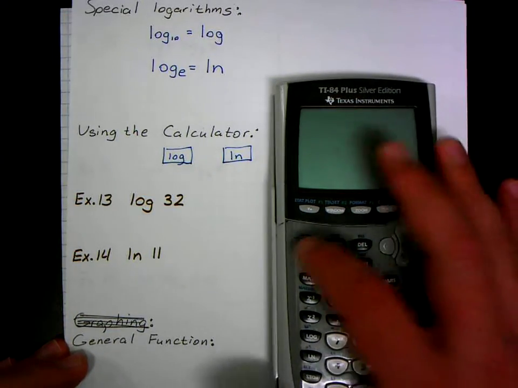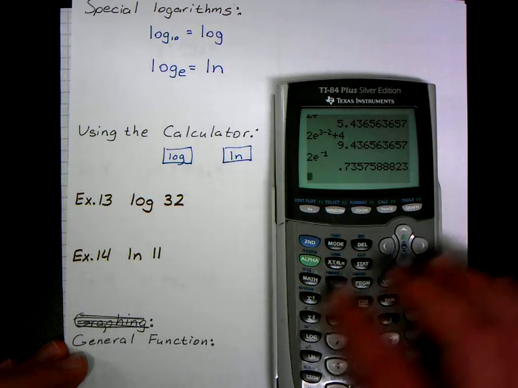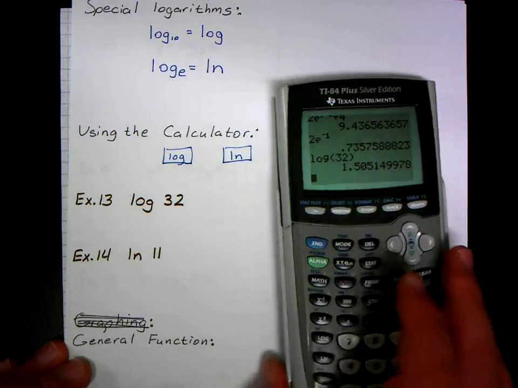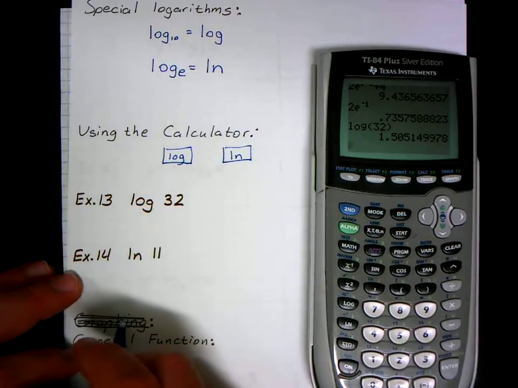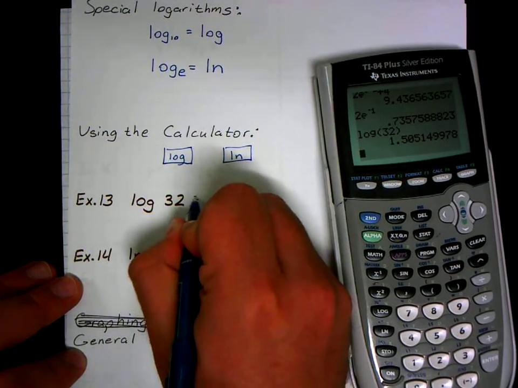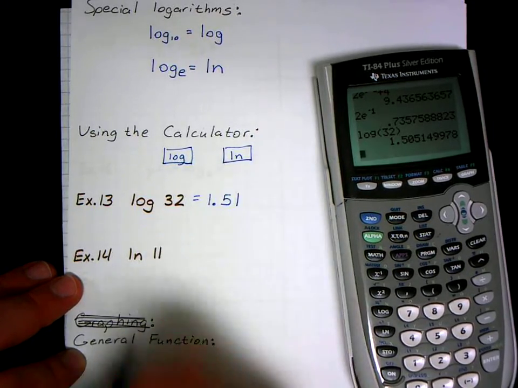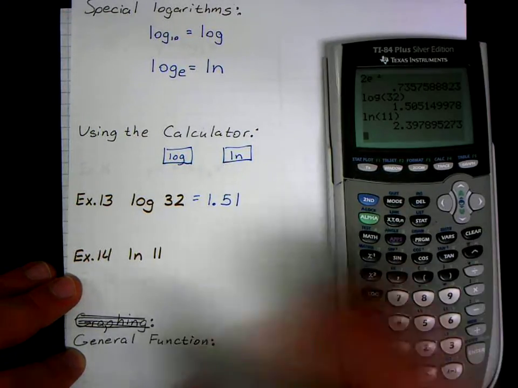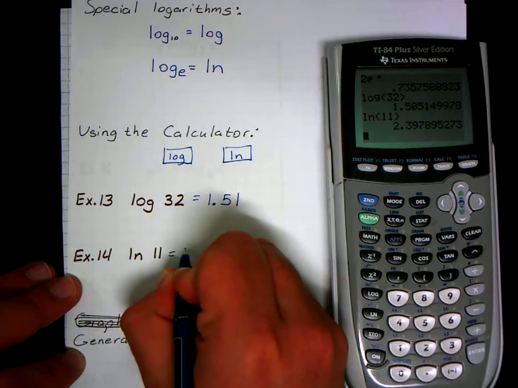Okay, so let's see. Turn on, you stupid thing. Log 32 is 1.505149978. Usually I'll have you guys round off to 2 decimal places. So that'd be 1.51. And then ln of 11 is 2.397, so it'd be 2.40.